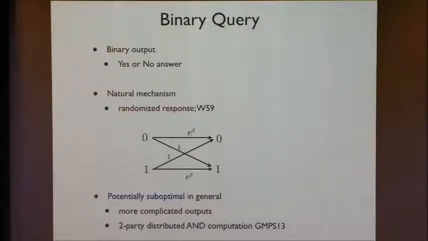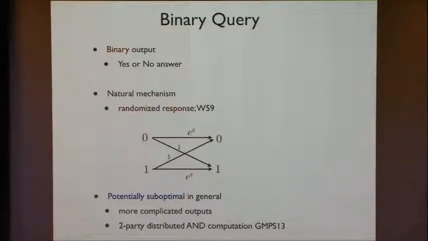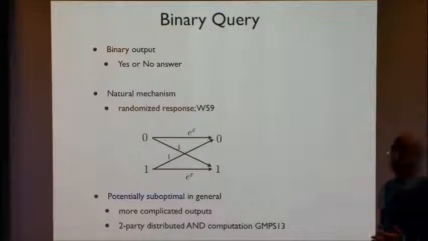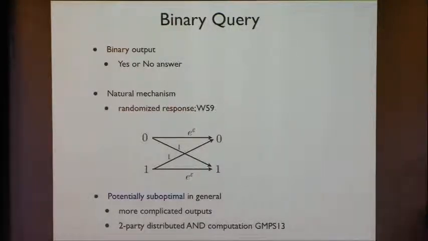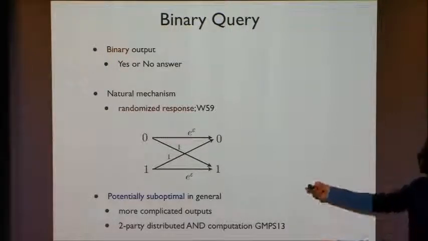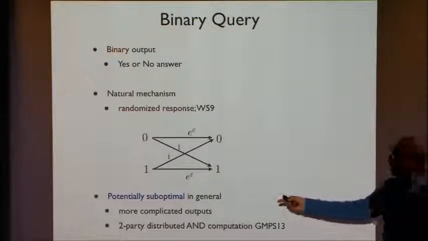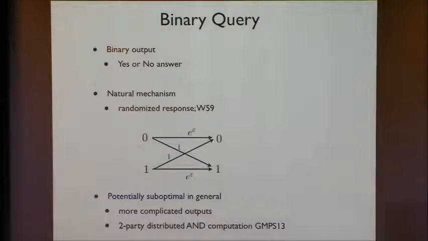Let's say the query output is just binary, yes or no? Only two values. There's a natural mechanism, which is randomized response, going back to Warner in 1959, where you say yes or no with some probability and so forth. For epsilon-0 differential privacy, there are natural values you use. Up to scaling, you just either stay at 0 or you flip.